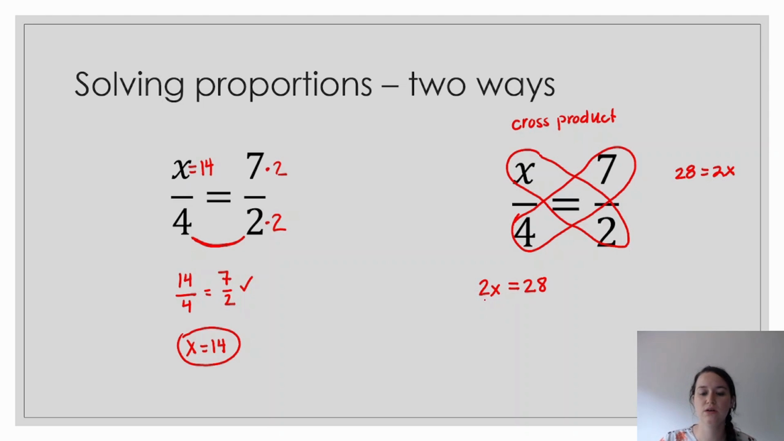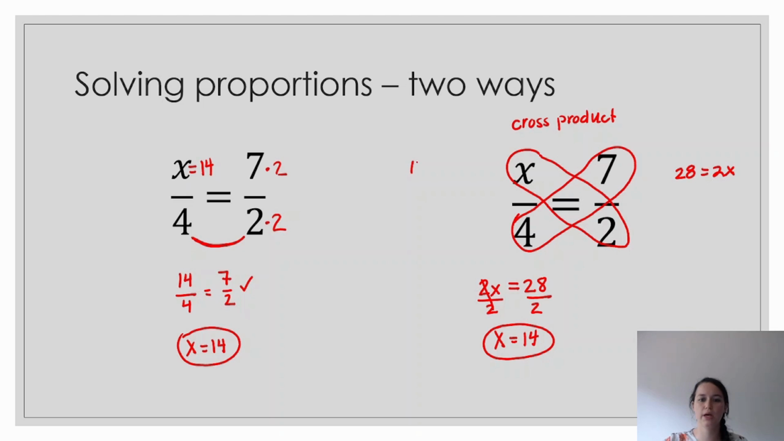Then I think, okay, 2 times what is 28? Well, I'm just dividing both sides by 2. That's going to give me x equals 14, which it should, because I've already solved that for my other problem, or same problem, just a different method. Either way, you're going to get x equals 14, and you can go back and check it.